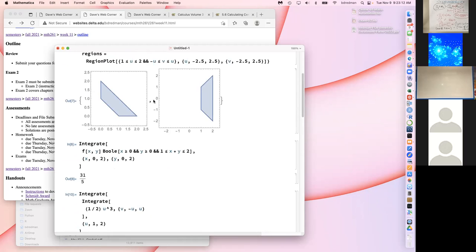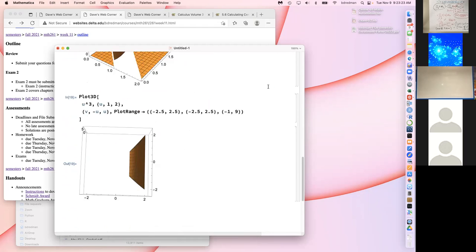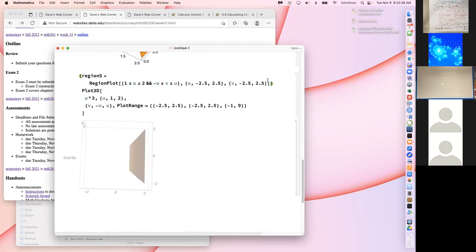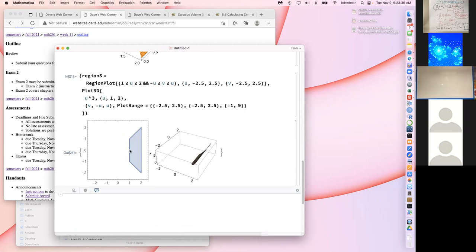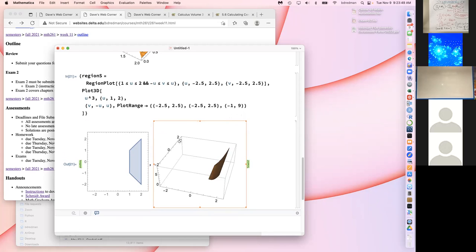And you want to see this side by side? Let me take the region S. I meant to put a capital S there. And let's put this side by side with the surface above the region here. And let's enclose it in braces so that I can show the two things side by side. There's the region that I'm integrating over, and there's the function that's standing over that region. I can blow this up so that they're a little more sized.